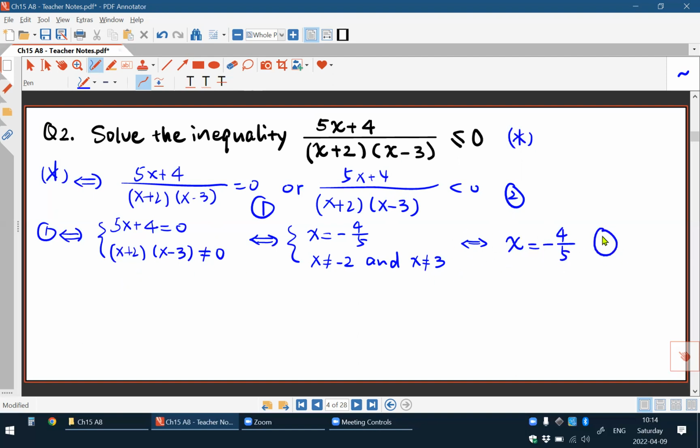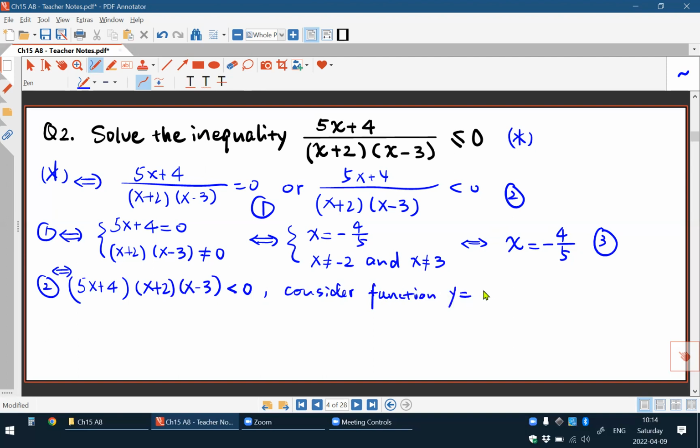Okay, let's call this 3. Next, let's solve inequality number 2. So when you have a ratio that is less than 0, it is equivalent to the product of the numerator and denominator being less than 0. And if you consider the function on the left, this is actually a polynomial function because it's simply a product of 3 binomials.